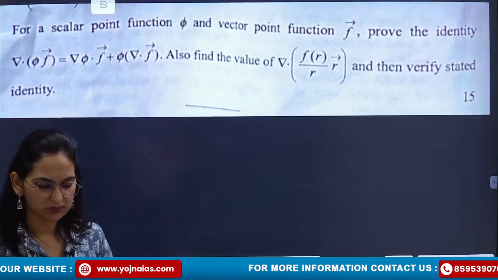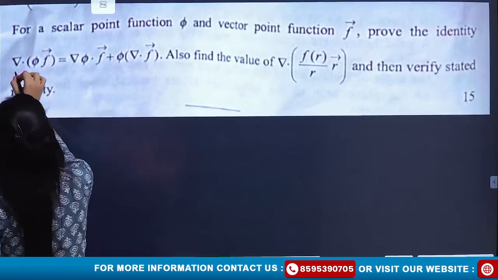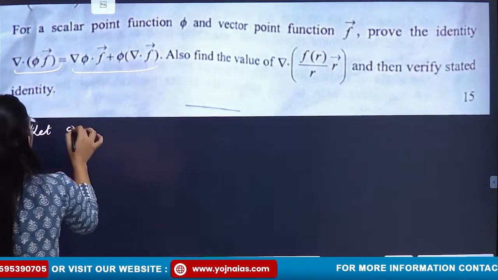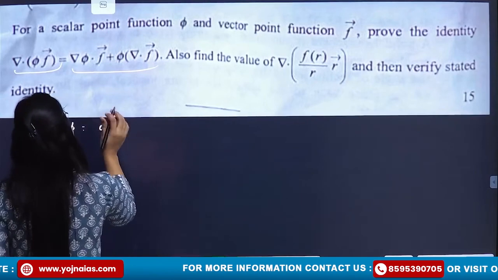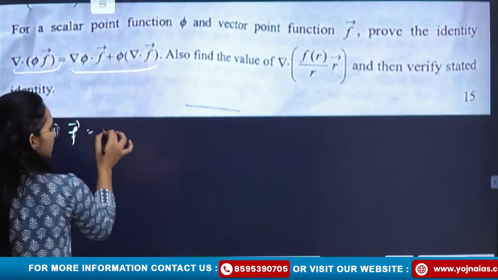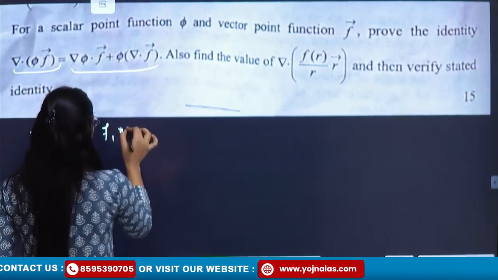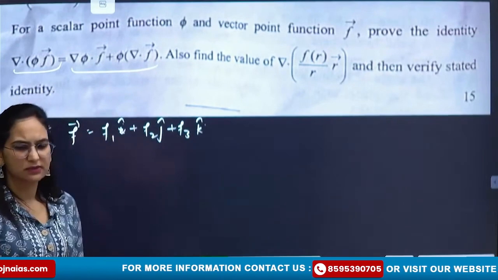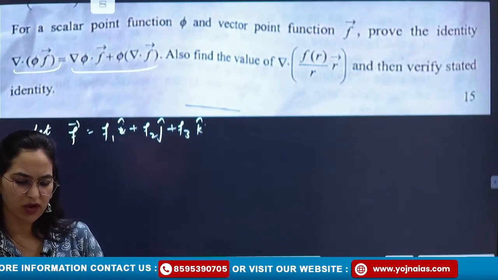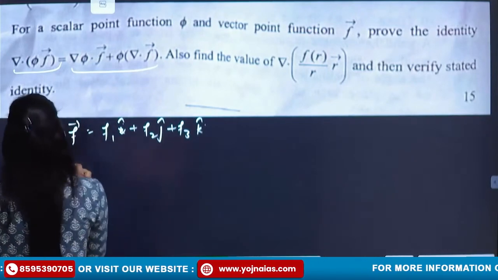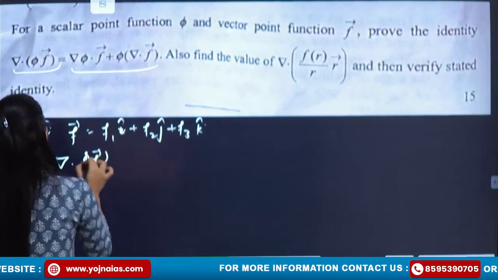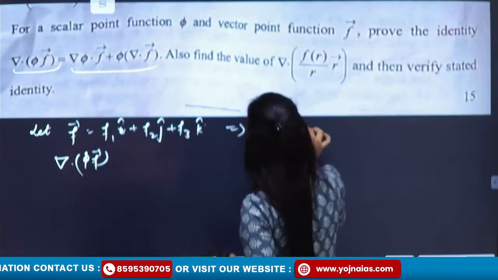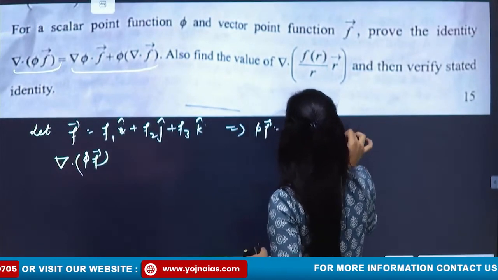Let us take the left side, del dot phi f. We need that phi is a scalar function and f is a vector function, f equals f1 i cap plus f2 j cap plus f3 k cap, where f1, f2, f3 are functions of x, y, z only. So how would you calculate this del dot phi f vector? Phi f vector is phi f1 i cap, phi f2 j cap, phi f3 k cap, phi multiplied with the vector function.